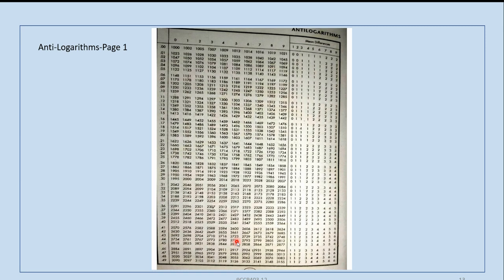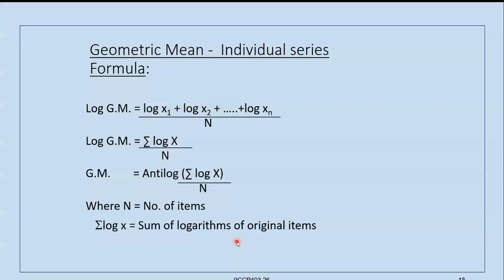Even in a scientific calculator, we have the facility of finding the nth root of the given number. So we need not bother about the logarithm table. Just to understand how to make use of logarithms, I have shown you. I have explained it to you. Right. Now we will go for the formula in different methods. First, we will see individual series.